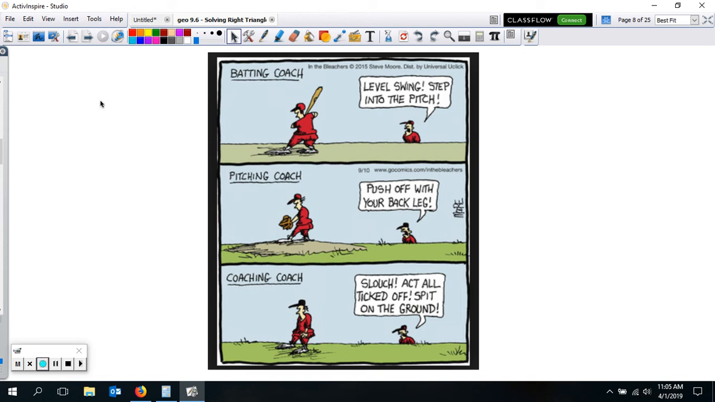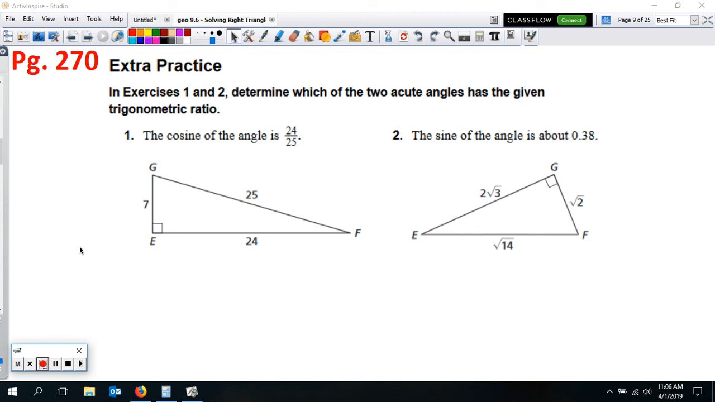All right, let's jump into what we're going to do here for our inverse sines, cosines, and tangents. Just for the first two on page 270 in your extra practice, it's asking us to determine which of the two acute angles has the given trig ratio. Just a little bit of review on this one. The cosine of the angle is 24 over 25. Let's write it down. I know you can probably look at this and figure that out.